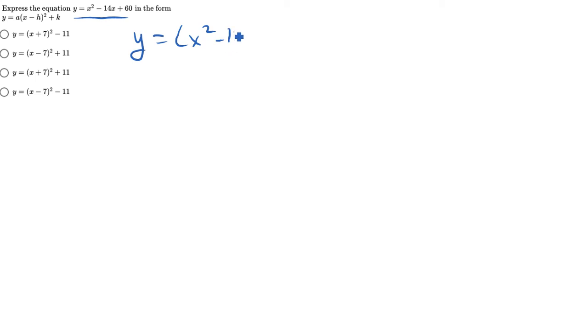So x squared minus 14x plus something. And I'm just going to scoot that 60 over here, okay? We've completed the square before to solve quadratics. Similar process, except we're going to do everything on the same side. What goes in my box here? Well, half of 14 squared, so that's 7 squared, which is 49.